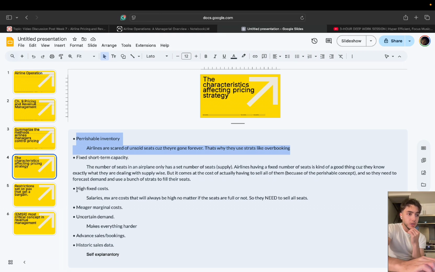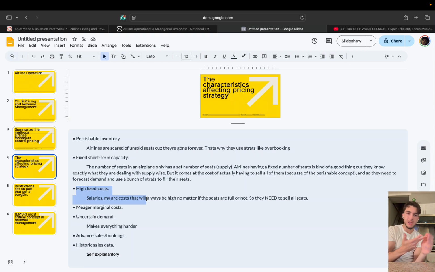Another thing is high fixed costs, like pilots, flight attendants, and maintenance. No matter if you fill a plane up or not, those costs are still going to be the same. They're still going to be really high. Another thing is uncertain demand. Sometimes not knowing your demand, you don't know what to price the ticket at.